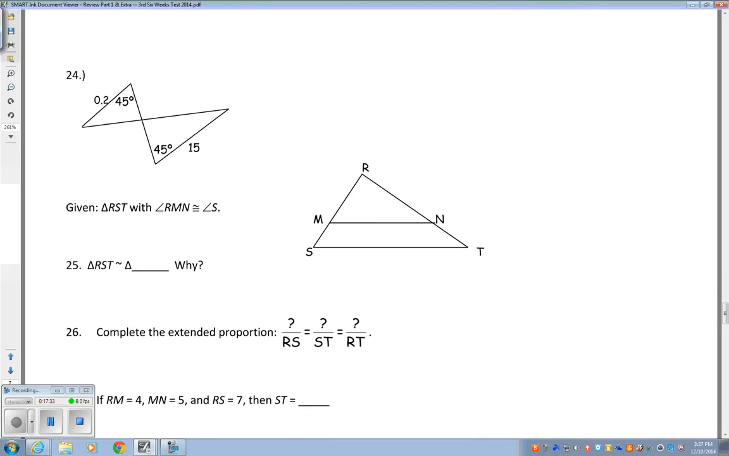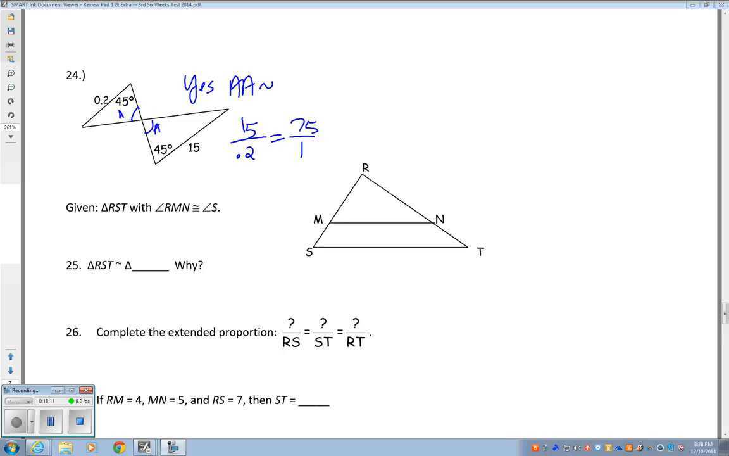Not similar, okay? All right, try 24. So we got the vertical, and we got the second one. This is yes, angle-angle. If you went to similarity ratio, we're comparing the 15 over 0.2. What does that get reduced to? 75 over what? Over 1, right? Yes, 75 over 1.